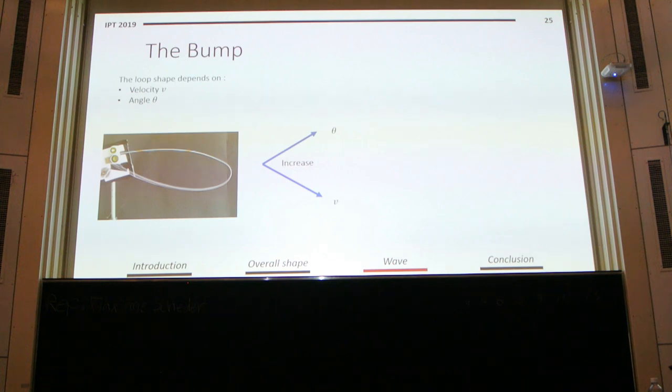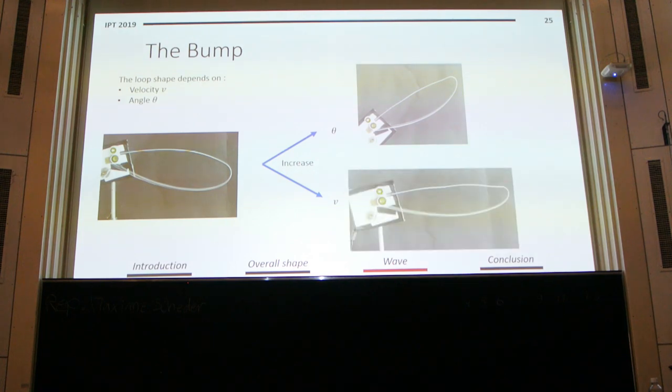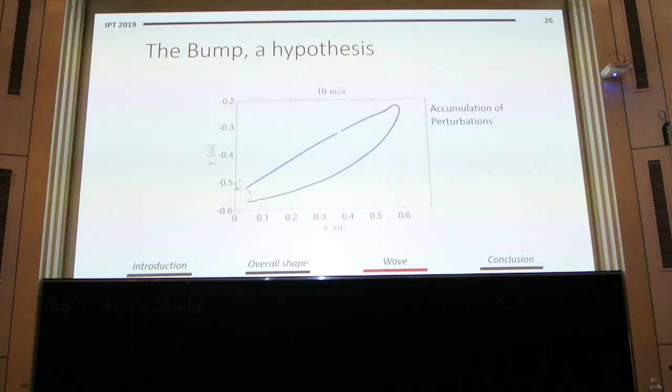All right, so this is interesting because now there is some important phenomenon happening. We see that when we increase the angle theta, we have a small bump appearing here, and if we increase the velocity, it also appears. So we have a hypothesis we haven't been able to verify: all backward waves accumulate at this part of the string and give this small rising up of the loop.